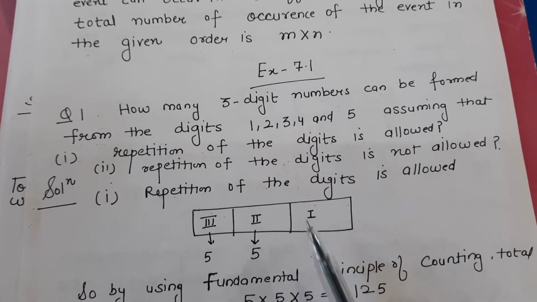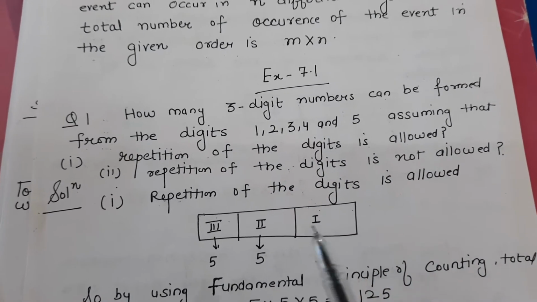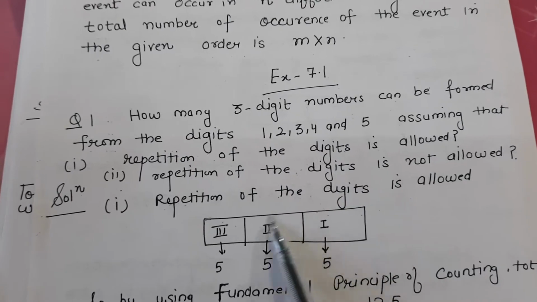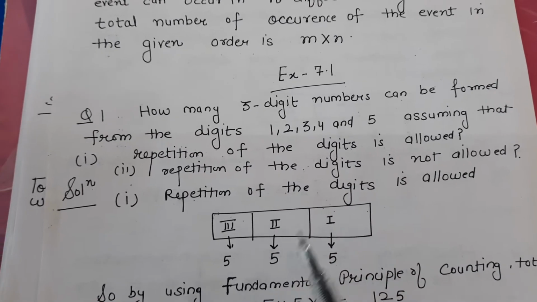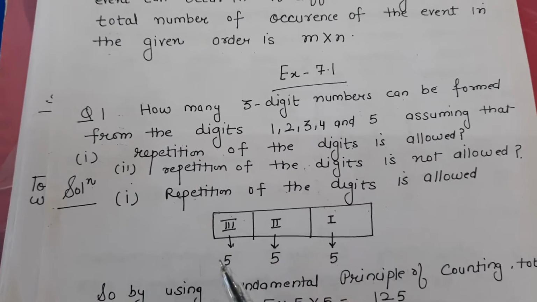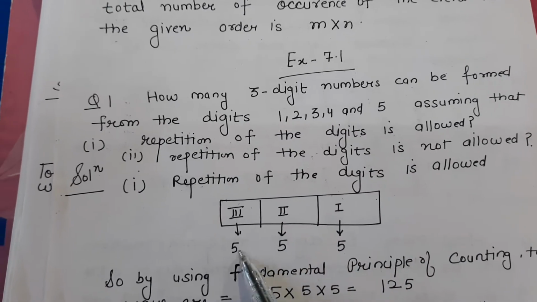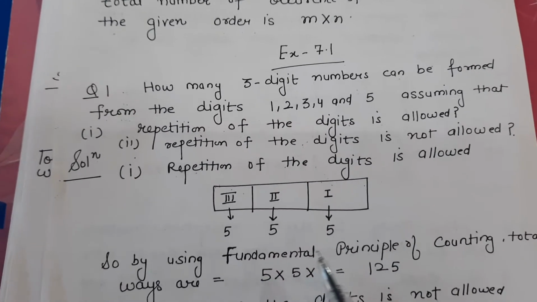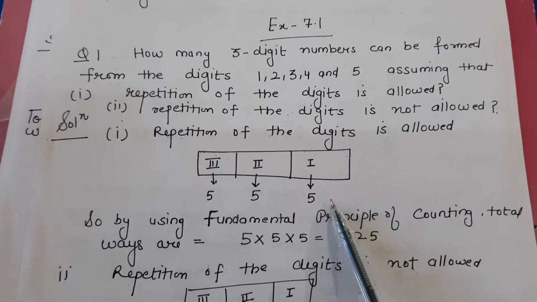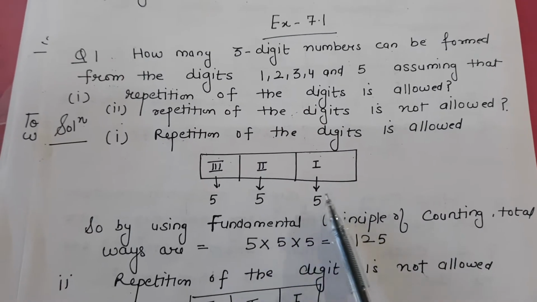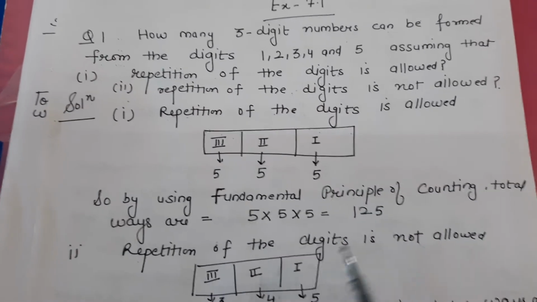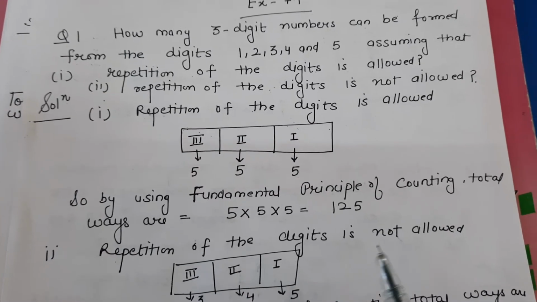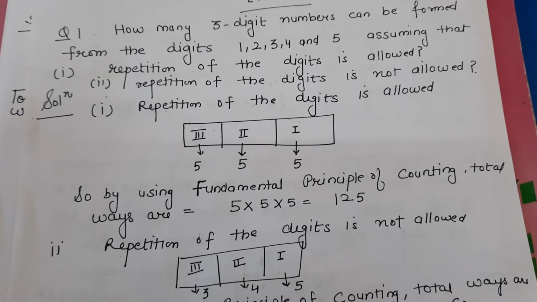So this place can be filled in 5 ways. Now repetition is allowed, so again this place can be filled in 5 ways. Also repetition is allowed, so this place can be filled in 5 ways. So by using the fundamental principle of counting, the total ways are 5 into 5 into 5. Answer is 125.